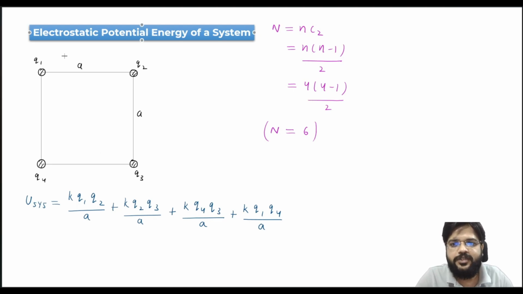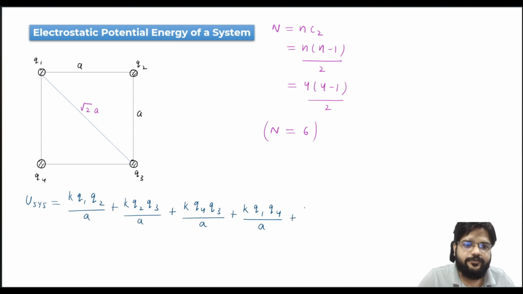Now between 1 and third, we will write. So what is the separation between the first and third charge, everyone? If you use the Pythagoras theorem here, then this is A and this is A. So it should be root 2 A. So the separation between the charges is how much, everyone? Between 1 and third, it is root 2 A. So here we will get plus K Q1 Q3 divided by root 2 A. Let's see the next term. We will get K, now between 4 and second. So K Q2 Q4 divided by root 2 A.